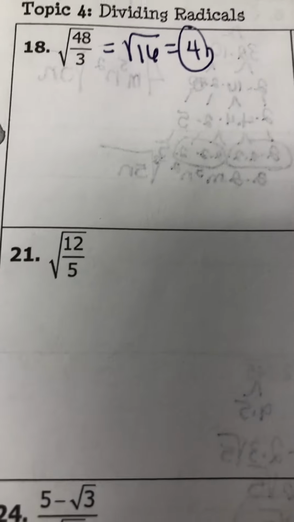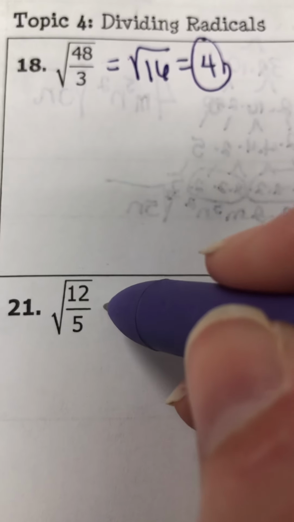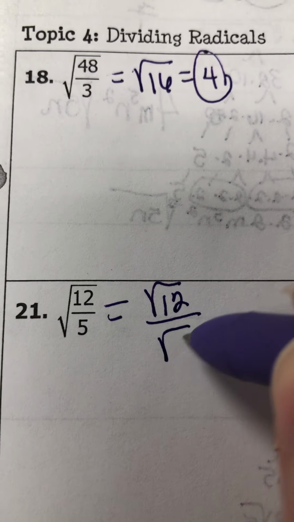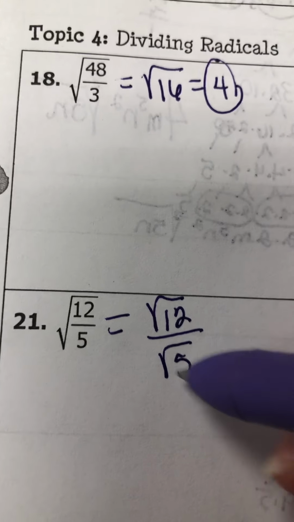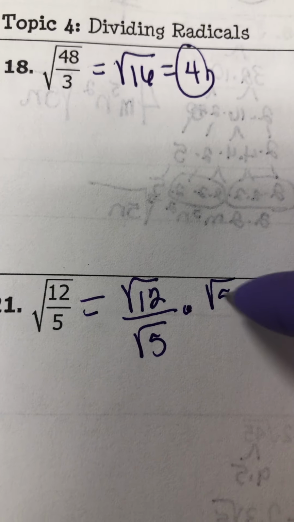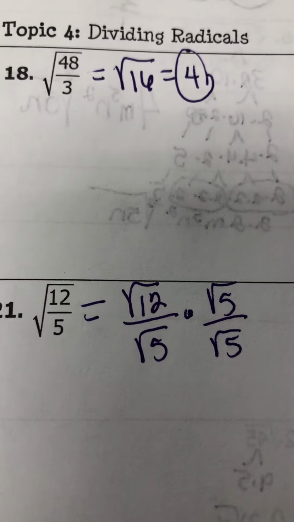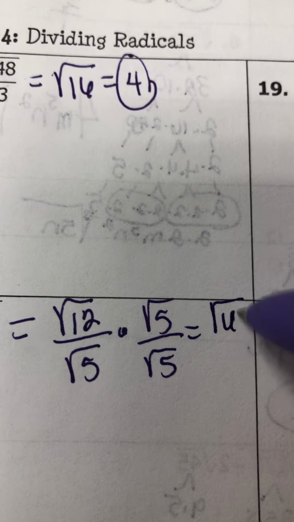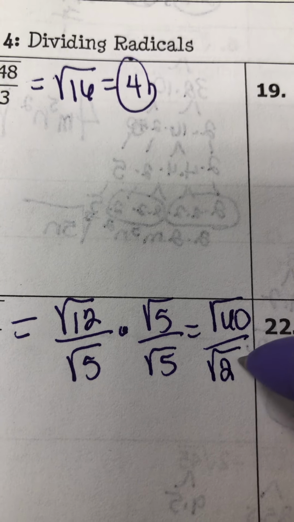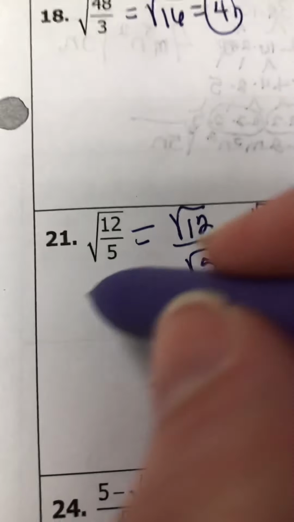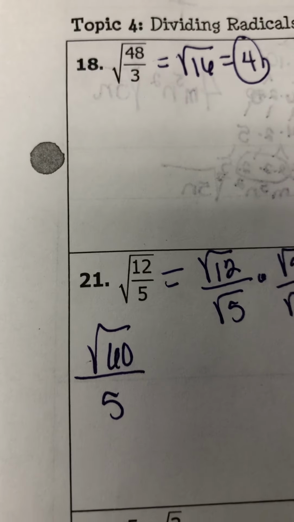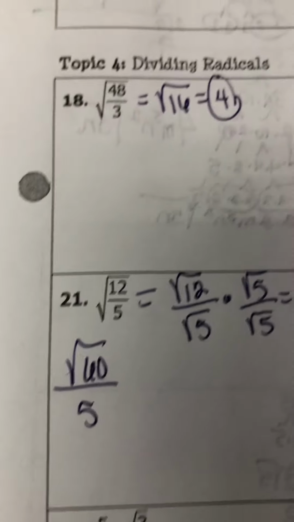Okay, now on this one, this will not reduce or divide, so I'm going to break it into the square root of 12 over the square root of 5. You can't have a radical in the denominator, so we have to multiply by the radical over itself. And this is going to give me the square root of 60 over the square root of 25. Well, the square root of 25 is 5. Okay, so I'm now left with the square root of 60 over 5.